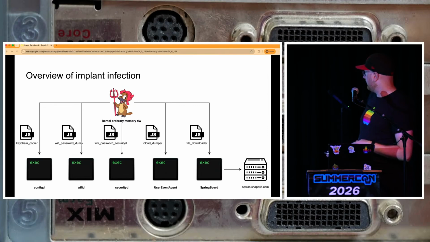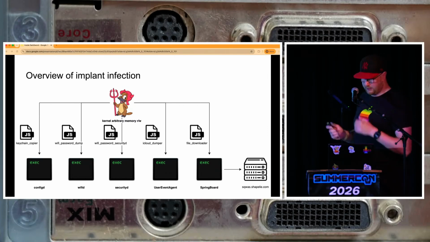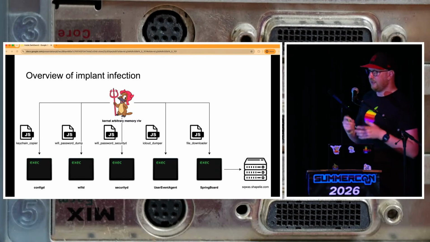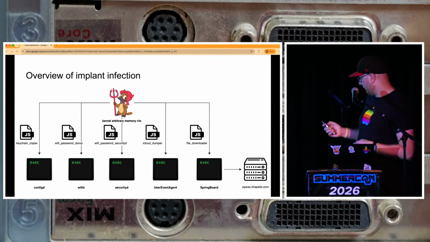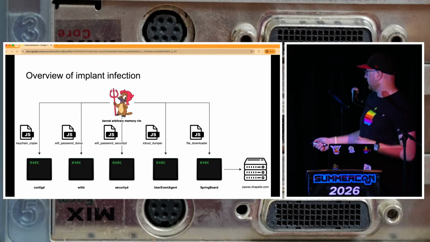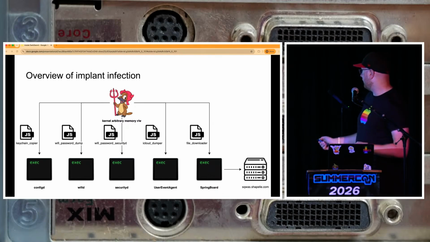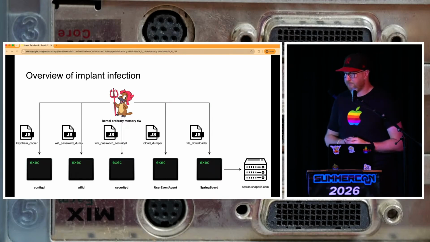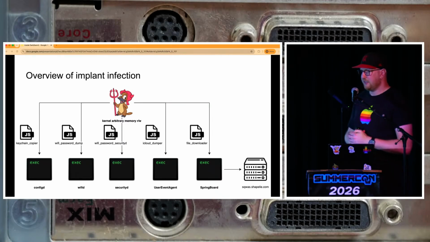Now, they basically had one specific implant running inside of mediaplaybackd, and this implant was orchestrating different parts. We have a keychain copier running inside of configd or securityd. We have two Wi-Fi password dumpers inside of wifid and securityd. We have an iCloud dumper inside of useractivityd. And then we have a file downloader that runs inside of SpringBoard. With that, they were extracting a lot of very interesting databases from the phone.